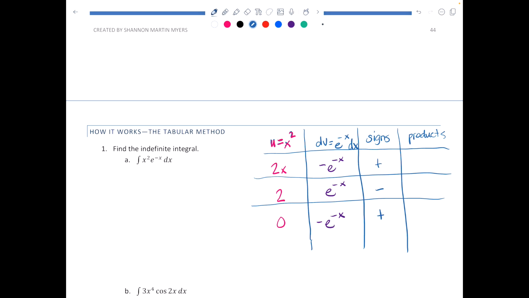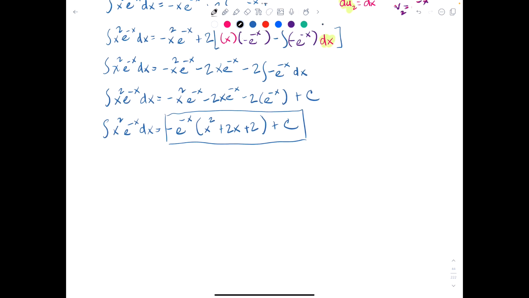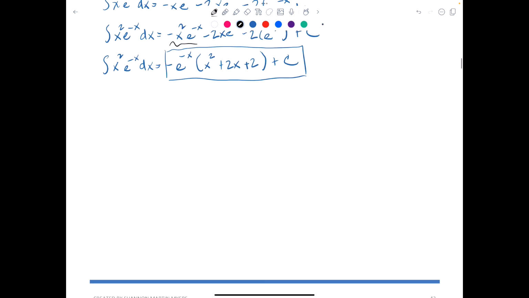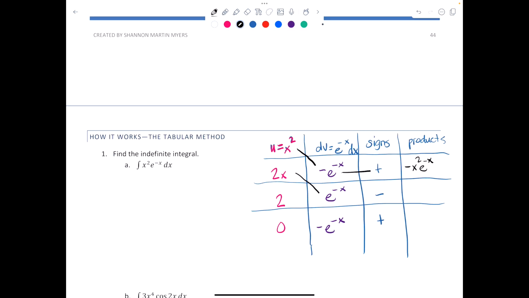So then let's see what our products are. So here we go. I'll write these in black. So you go here and then across. And so we would get, you keep the sign the same, so you'd end up with negative x squared e to the negative x for your first term. And let's see what we got. Look at that. Negative x squared e to the negative x, right? And then you'd keep going until you get down to the 0 one.